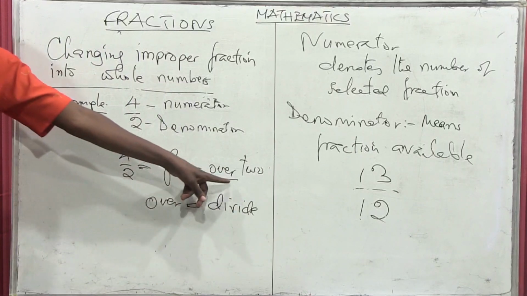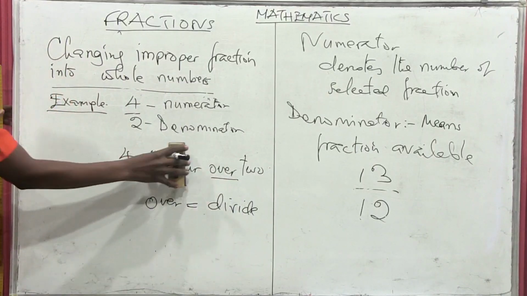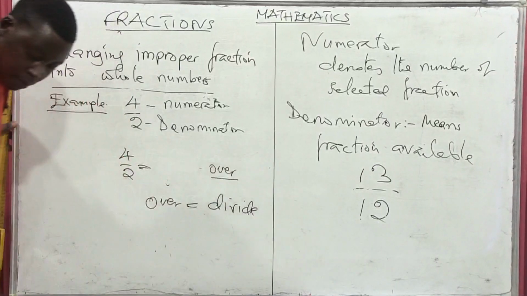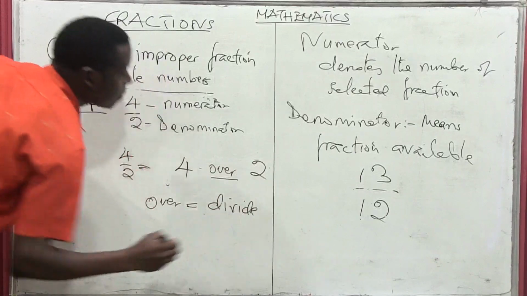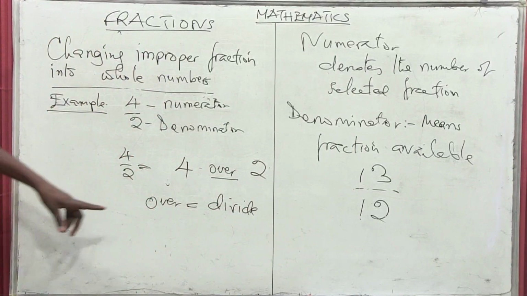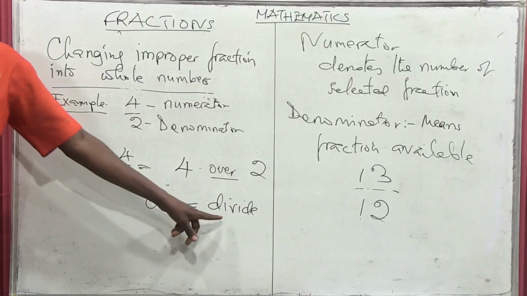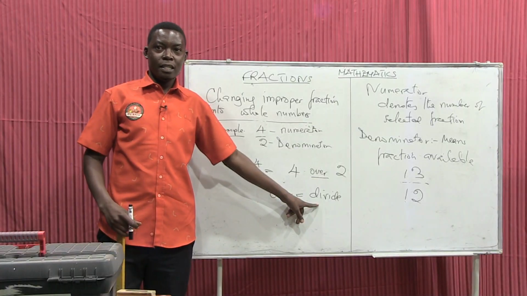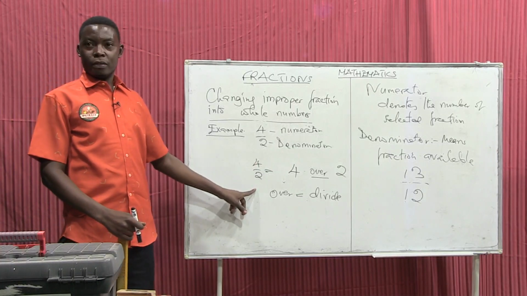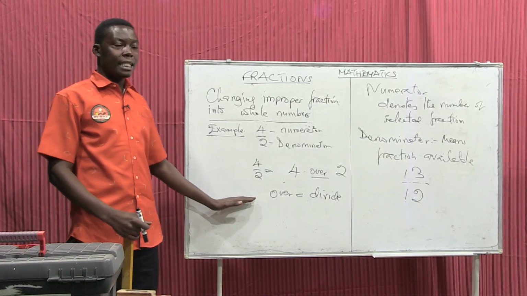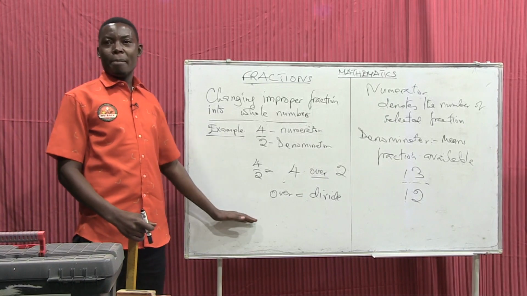4 over 2. Or you can write it in a figure, 4 over 2. The word over means divide. So this means 4 divided by 2. You have learned how to divide whole numbers.